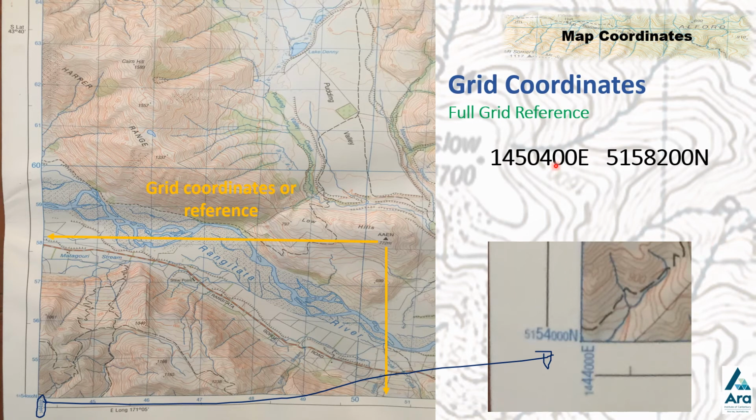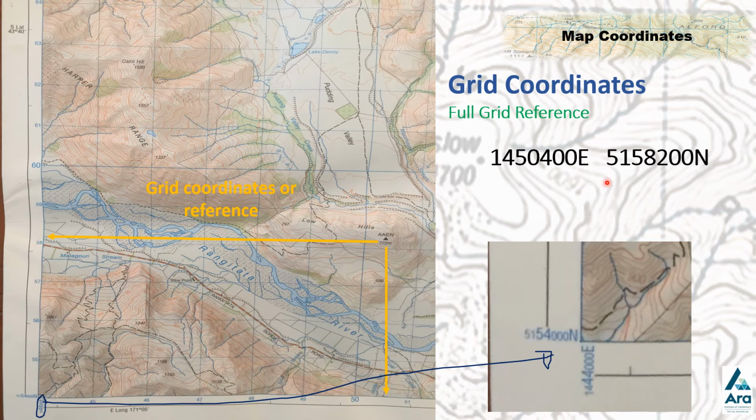And the last two digits would provide even more detail, but you might get that on a GPS unit. You're not going to get this accuracy just by looking at it, so we'll just put 2 zeros there. So the easting is 14,504,00 east.